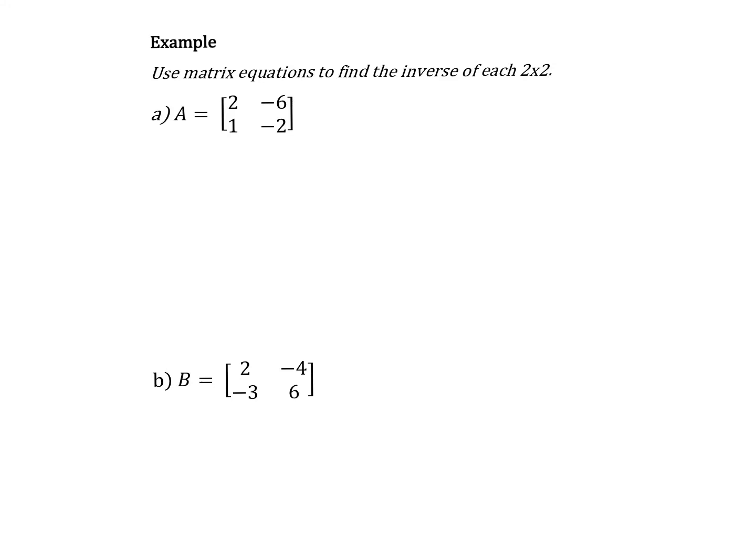All right, let's find the inverse of this matrix here. And remember, to find the inverse, we're going to have to use the identity. So we set it up like this. We take the original matrix A, which is 2, -6, 1, -2.